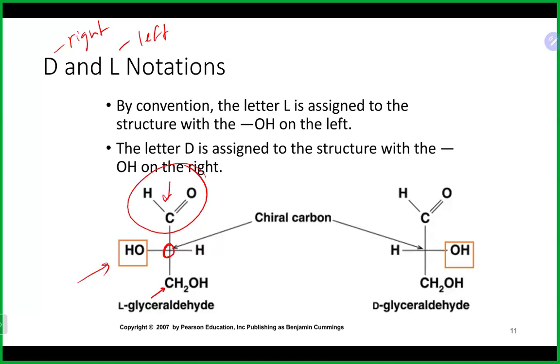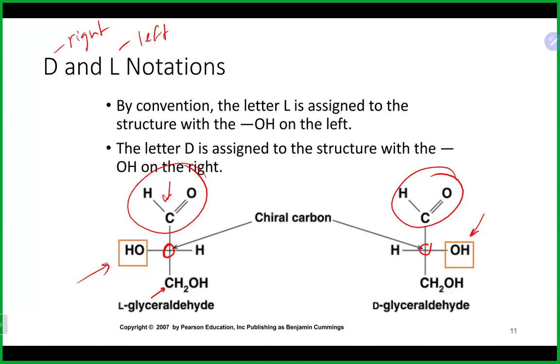And there our OH group is on the left-hand side, and that gives us L-glyceraldehyde. Same thing here, that is our last chiral carbon away from that top group there, where the carbon-oxygen double bond is located, and here our OH group is on the right-hand side. So that would be our D anomer there, our structure.